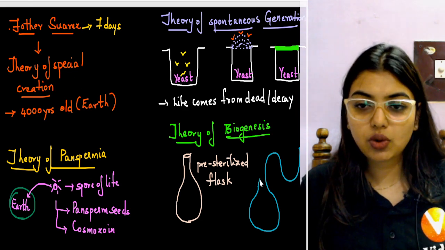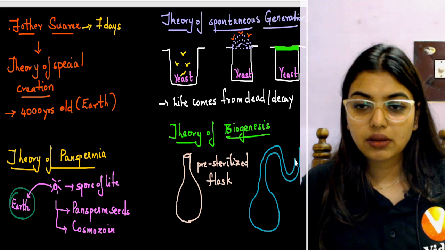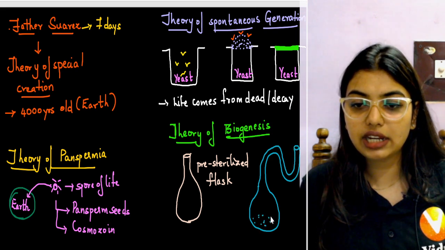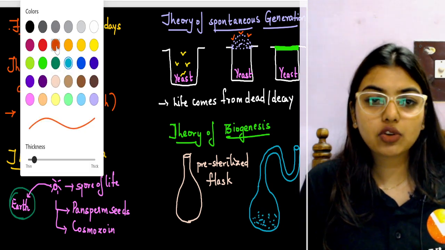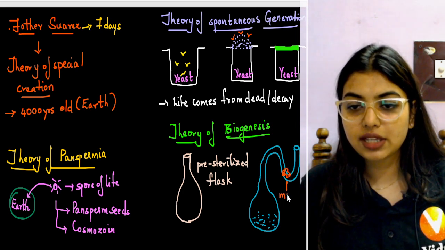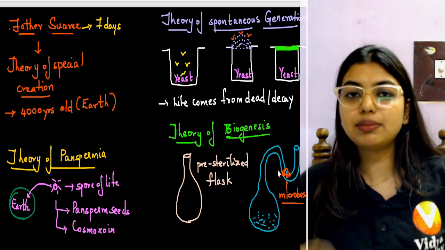He did a swan neck experiment as well. Like this, students. What happened here? Dead or killed yeast was there. He noticed that the microbes had arrived up to here. These are the microbes. Why so? They are not able to travel further because of this bending there.